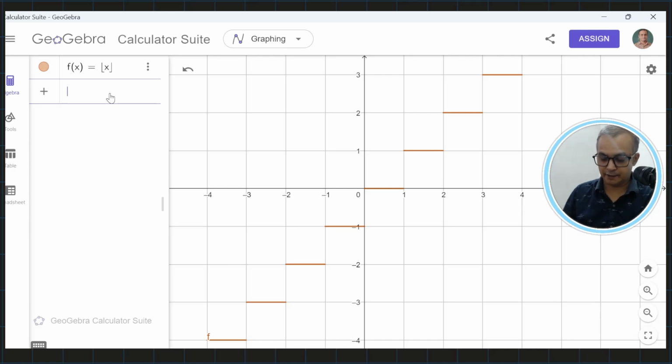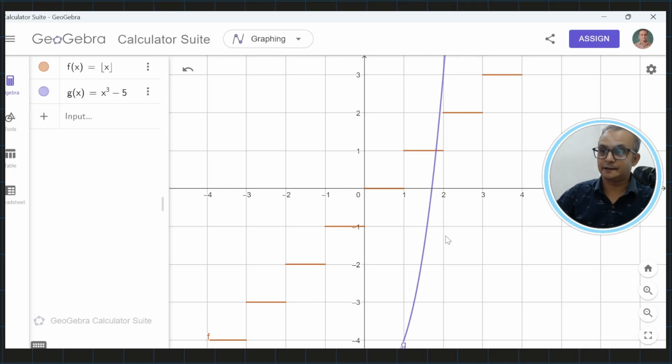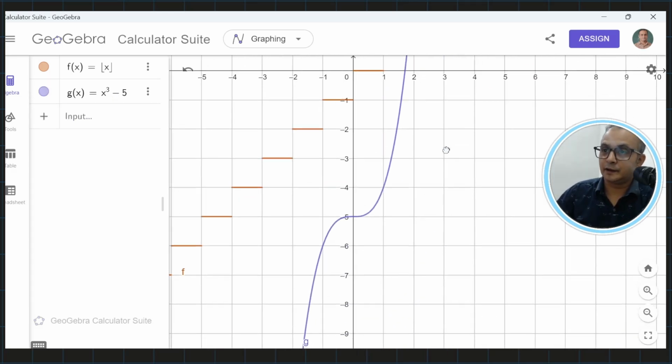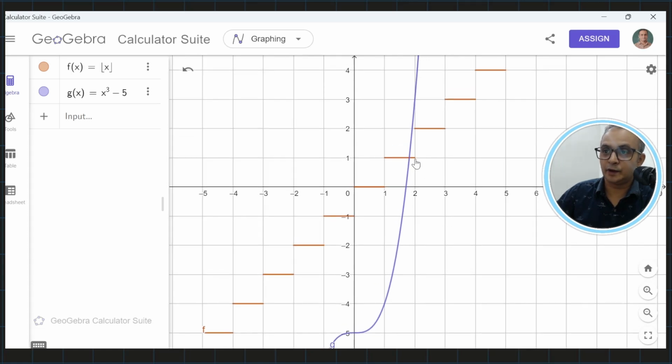Now I'm plotting by taking g(x) as another function, that is x cube minus 5, and you can see that this is hitting this greatest integer function at only one point, that is between 1 and 2. Okay, so this was, I think, the first solution we tried by just taking these graphs. The second solution we also tried by plotting x cube minus box x and y is equal to 5.